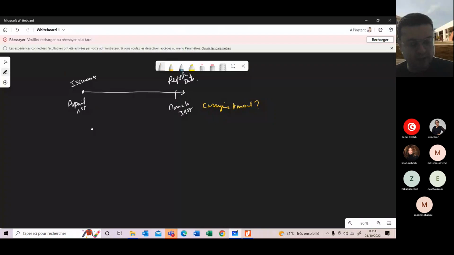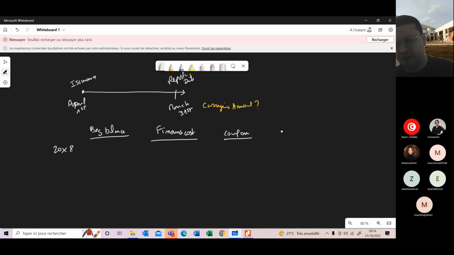We have a first column in which we talk about the beginning balance. Of course, guys, we're working on this for 20x8, because that's what we need, the end of 20x8, March 31st. After the beginning balance, we have the interest expense or the finance cost, and we have the coupon, and finally we have the ending balance.